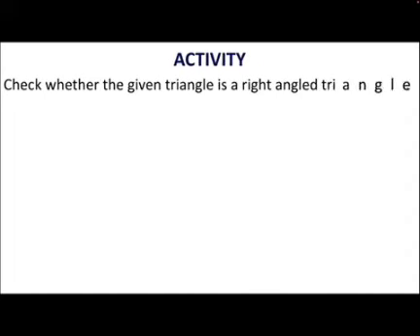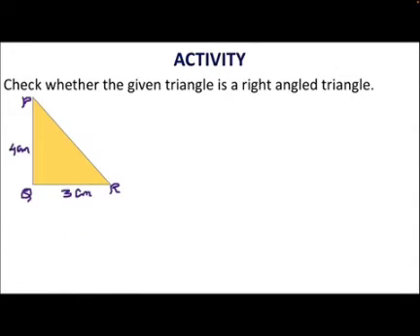Next, let's see what the activity is. Check whether the given triangle is a right angled triangle. Now, let us see if the given measurements hold true for a right angle triangle, because only if that statement is true, that triangle can become a right triangle. Okay, let's see what the parameters are. Now, this is the triangle: 3 centimeters, 4 centimeters and 5 centimeters.